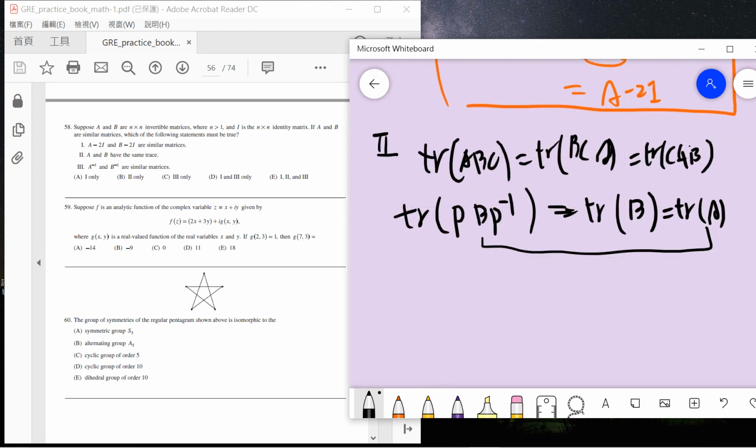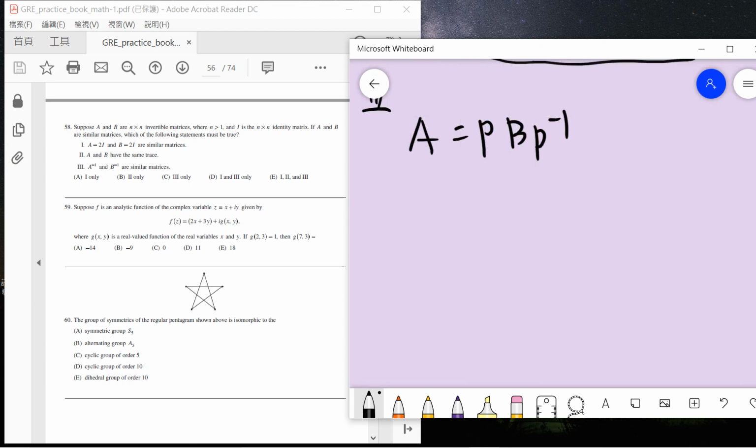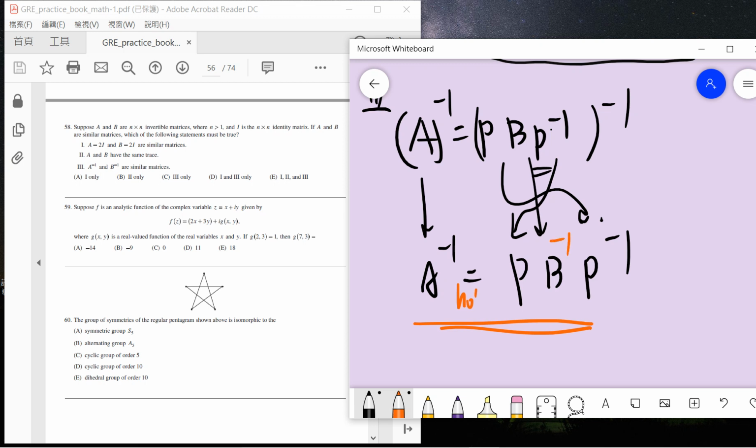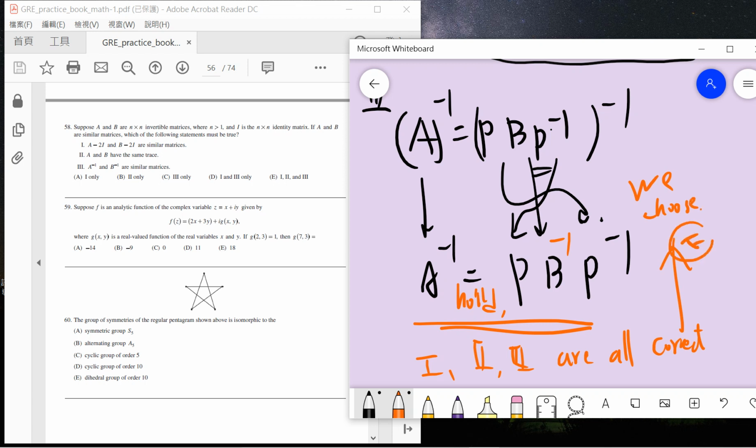And the third one asks about A inverse and B inverse. This is also correct, because A is equal to P inverse B P. If I take the inverse of both sides, then this becomes A inverse, and then this becomes P inverse B inverse P, because the inverse of P inverse is P. So the equation, this is B inverse, holds. So the first one, second one, third one are all correct. So we choose E.